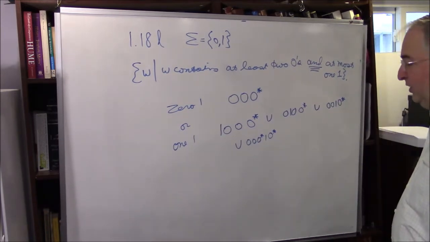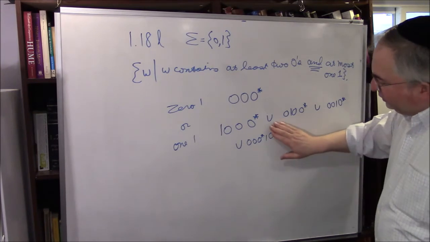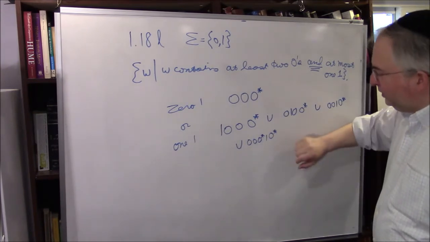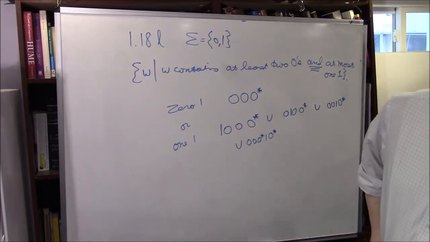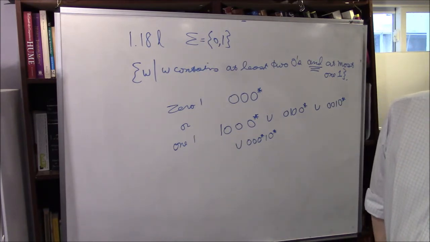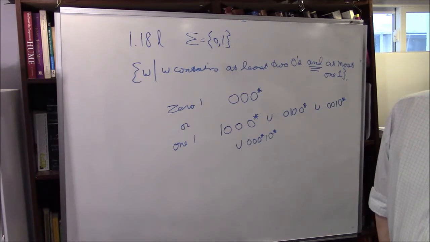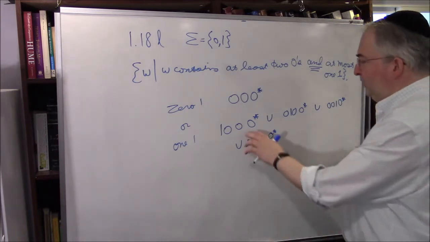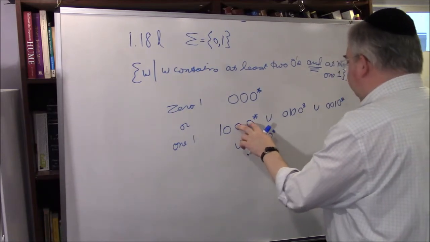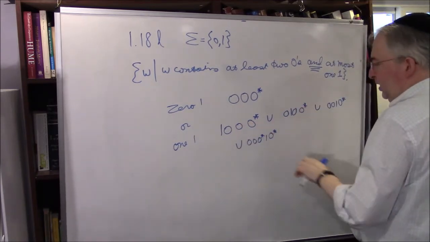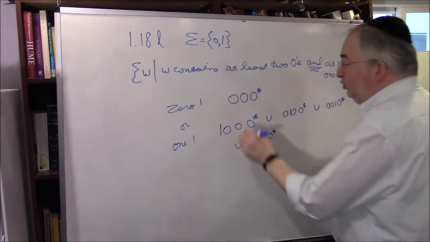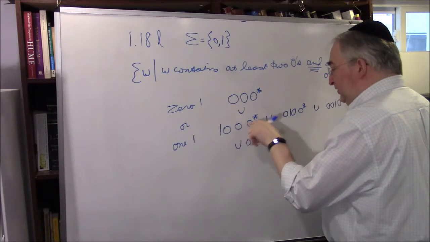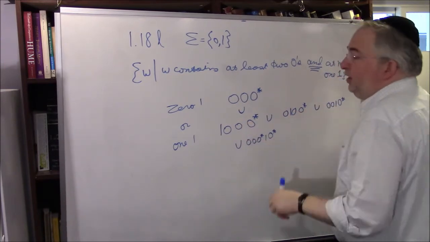What about ending in a 0? Well, words that end in a 1 will be described by this too. By the way, this can be shortened to 0 plus, this can be shortened to 0 plus, this can be shortened to 0 plus. Anyways, the union of this gives you this language.